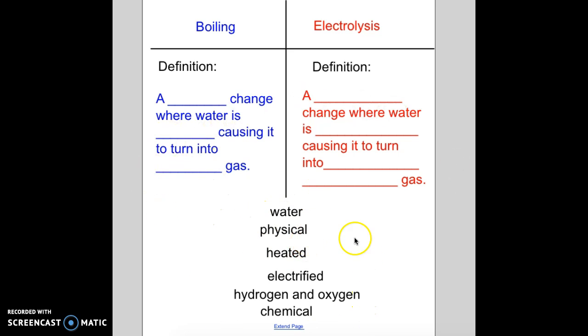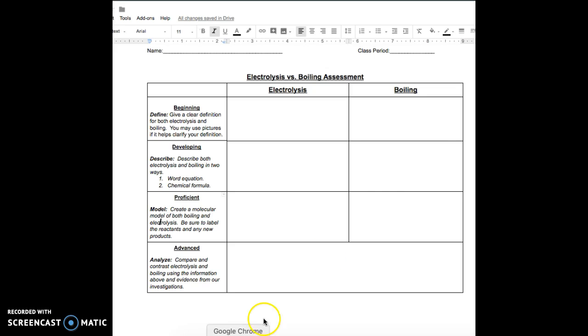So here's a word bank at the bottom you can use to fill in these blanks. I recommend pausing the video here, looking in your book on page 82, and completing these sentences. Then once you're finished with these sentences, you can copy them into the definition box on your assessment.